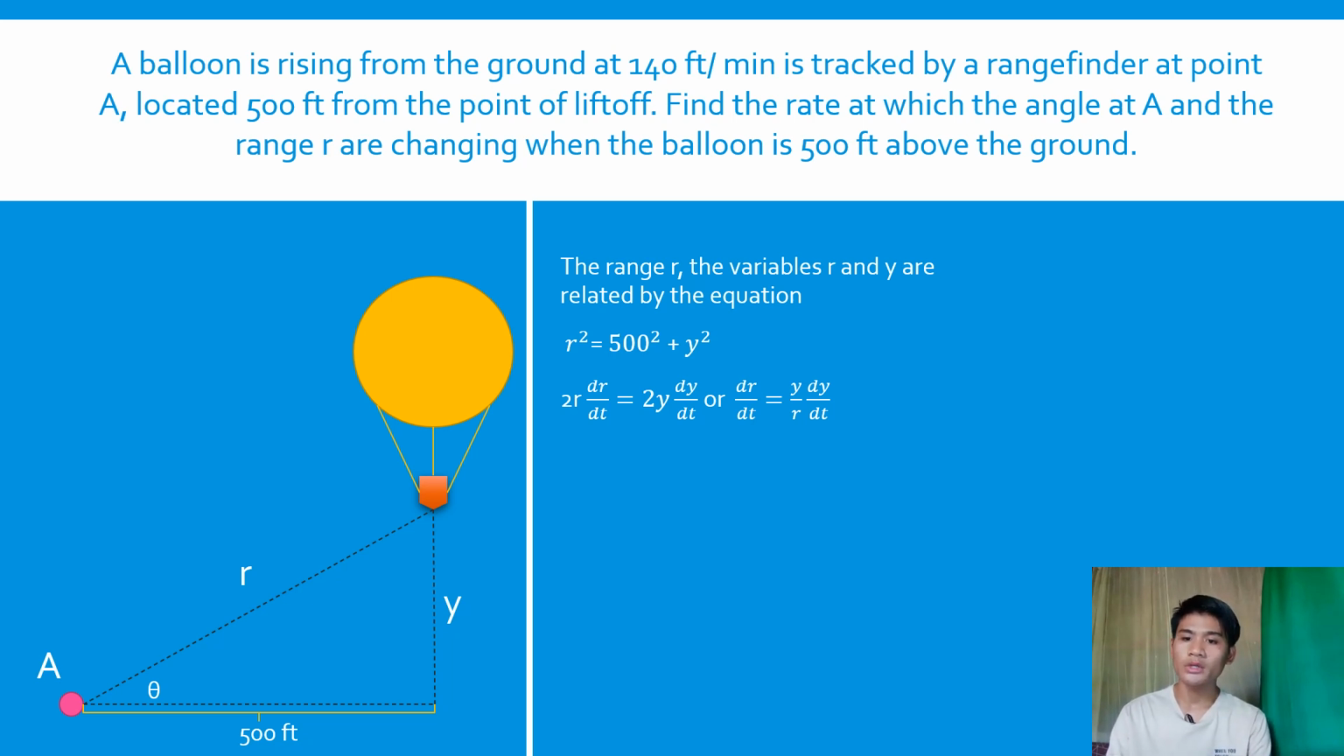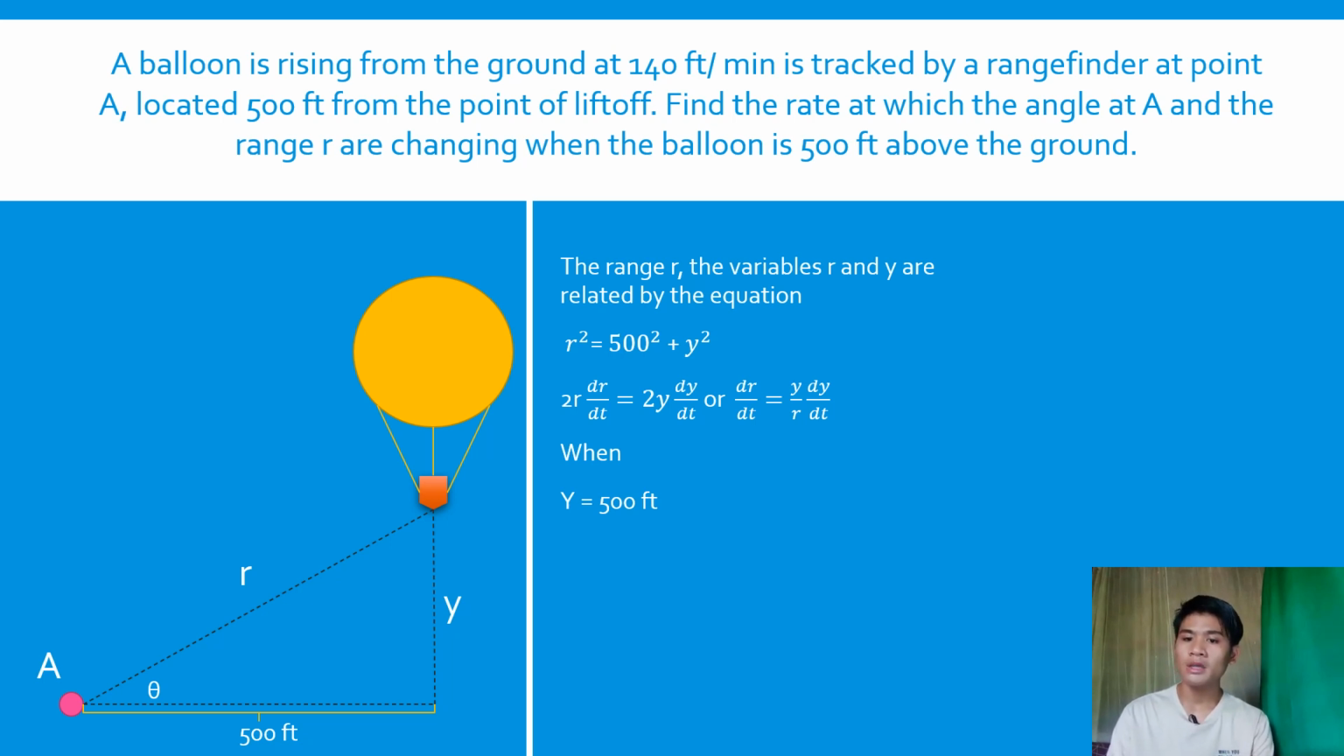Then we came up with 2r dr/dt = 2y dy/dt. This is the new formula we should apply to find the rate of change of r with respect to time, which is equal to y over r multiplied by dy/dt, when y is equal to 500 feet, since it is the moment when the balloon is 500 feet above the ground.